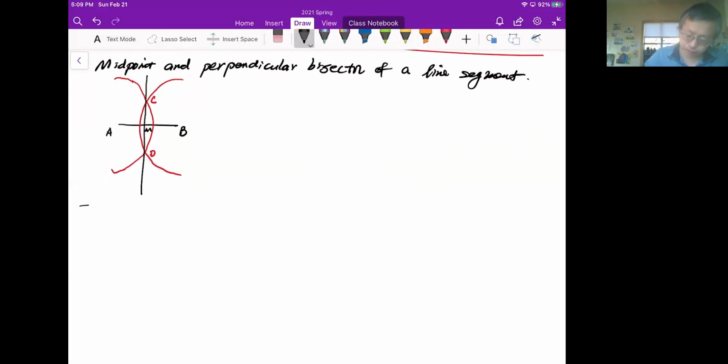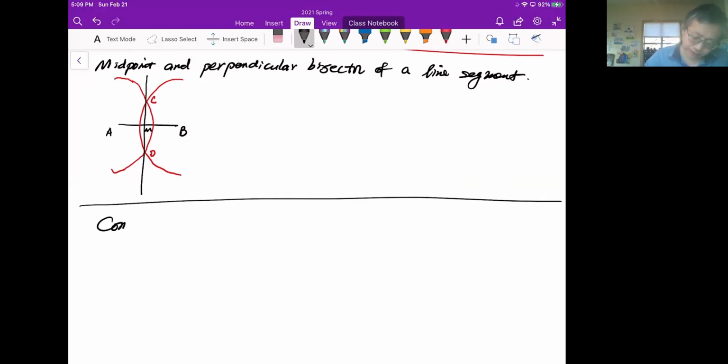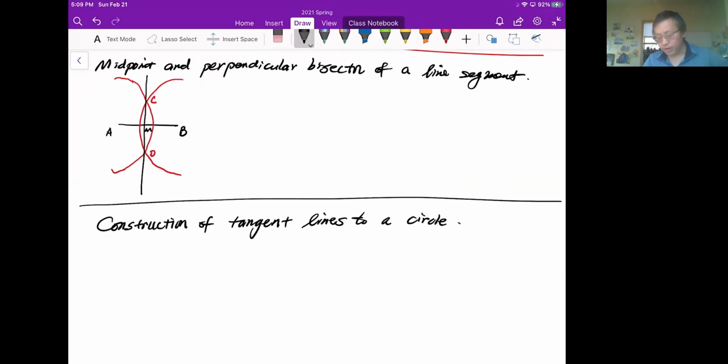Let's see, construction of tangent lines to a circle. So you have a circle here. How do you draw a tangent line to a circle? Okay, so first question in this direction, suppose a point is given. I want to construct a tangent line through a point A.